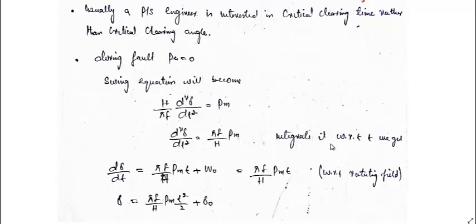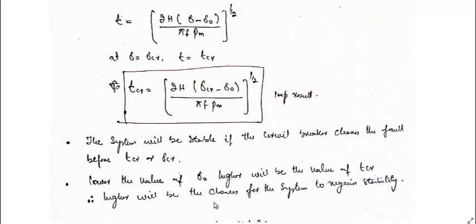Integrating with respect to t, we get d delta by dt, which is equal to pi f Pm by H into t plus omega naught. With respect to the rotating field, omega naught will be equal to 0. Then again integrating, delta will be equal to pi f by H Pm, that is t square by 2, plus delta naught. So now t will be equal to the square root of twice H into delta minus delta naught divided by pi f Pm. At delta is equal to delta Cr, t is equal to TCr. So we can get the TCr value like this.